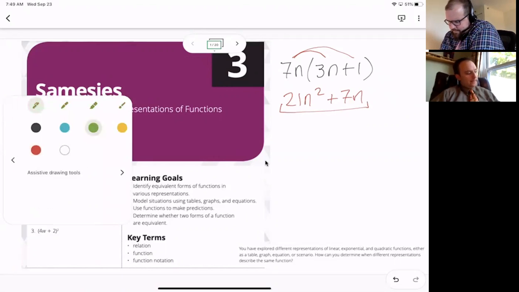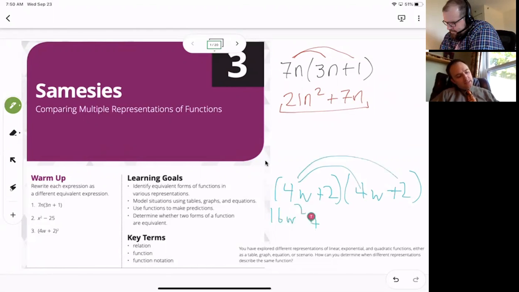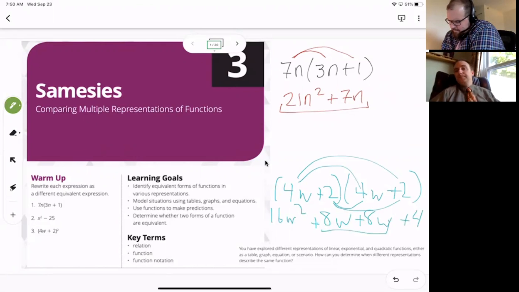I agree. And if we do the bottom one, we have 4w plus 2, and it's squared. So I'm going to write that down twice. 4w plus 2. And then we multiply that out. So that's 16w squared, 8w, 8w, and 2 times 2 makes 4. Nice. Then you could combine those things into 16w also.